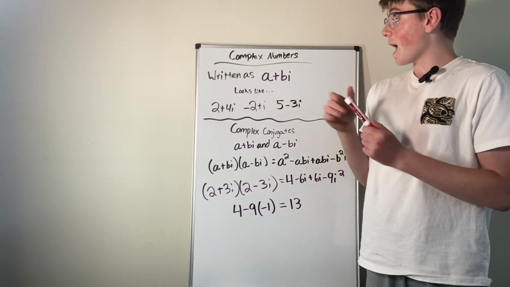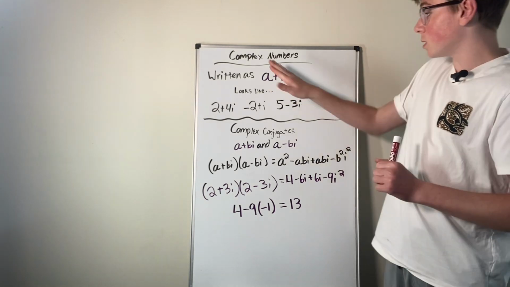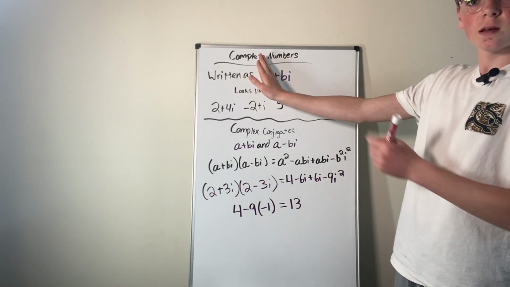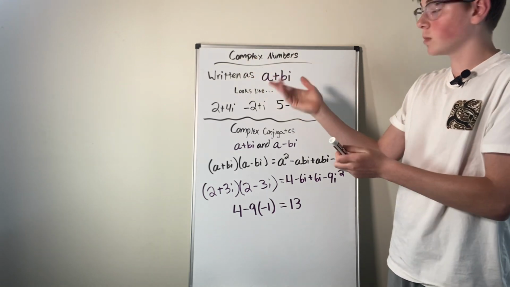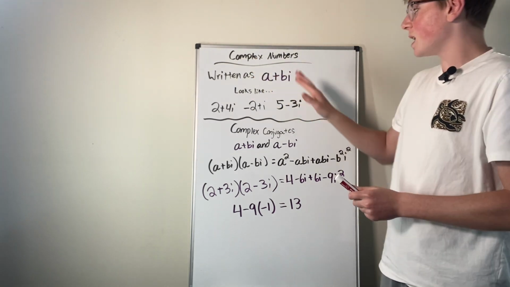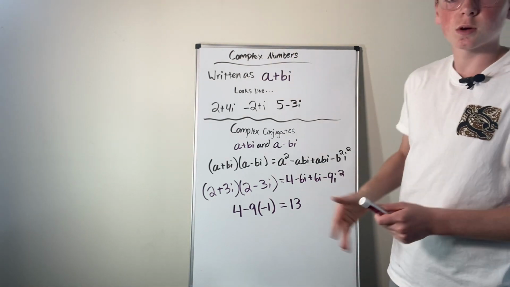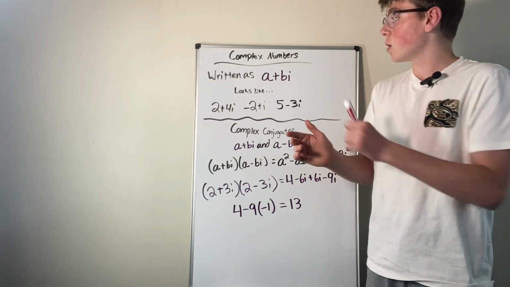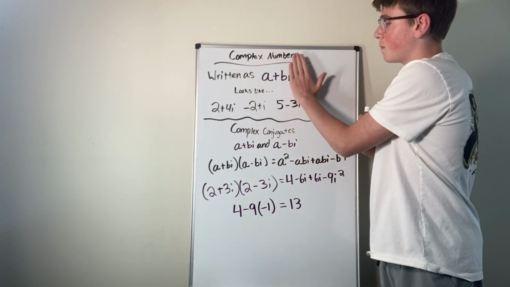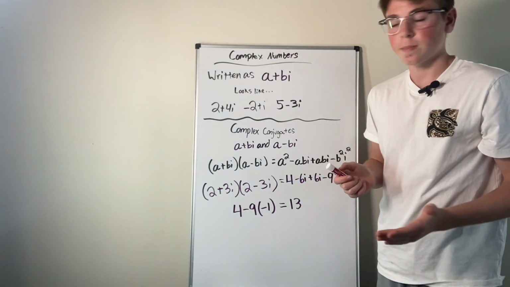So if a is 0, then the complex number is, well, it's imaginary. But if b is 0, then you have a real number. So real and imaginary numbers are both complex numbers. It just depends. If a is 0, then it's imaginary. If b is 0, then it's real.